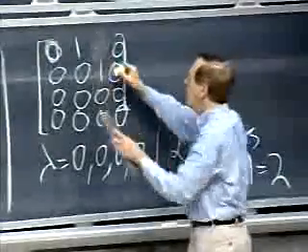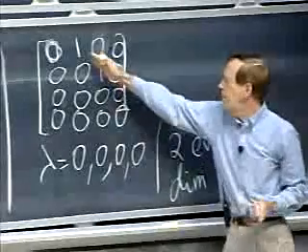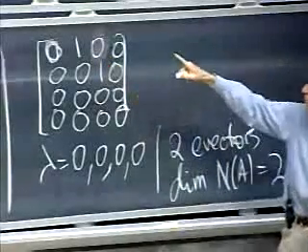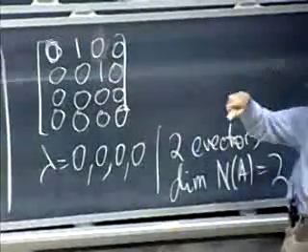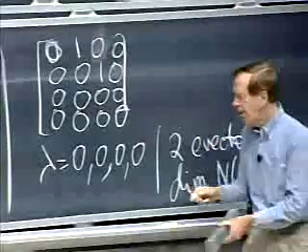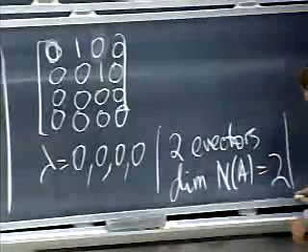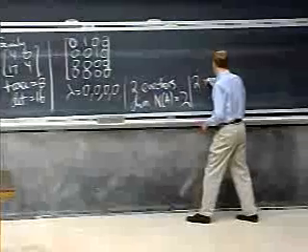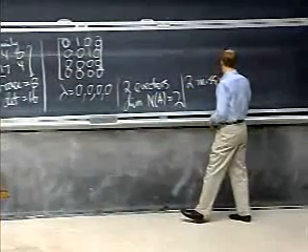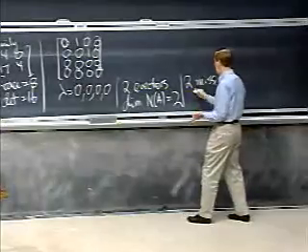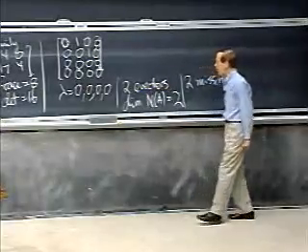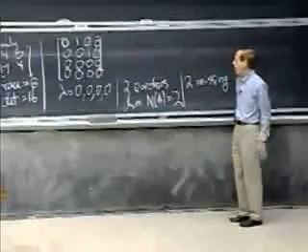Jordan picked this one. He put 1s. We have a 1 above the diagonal for every missing eigenvector. And here we're missing 2. So we've got 2 eigenvectors and 2 are missing, because it's a 4 by 4 matrix. Okay.